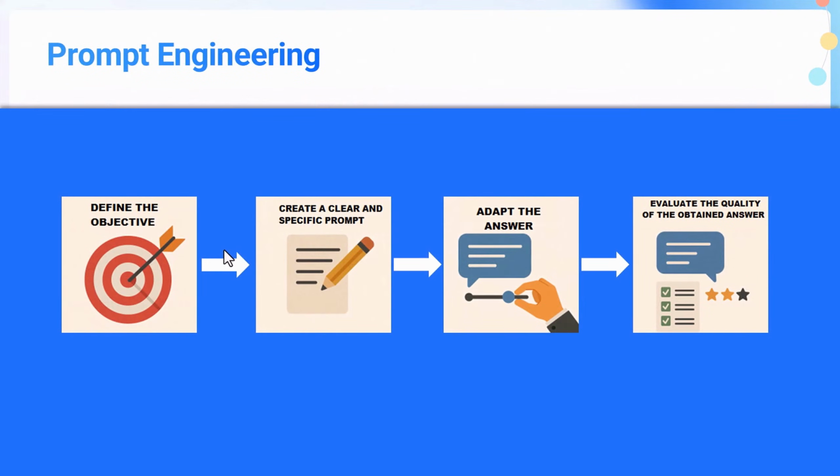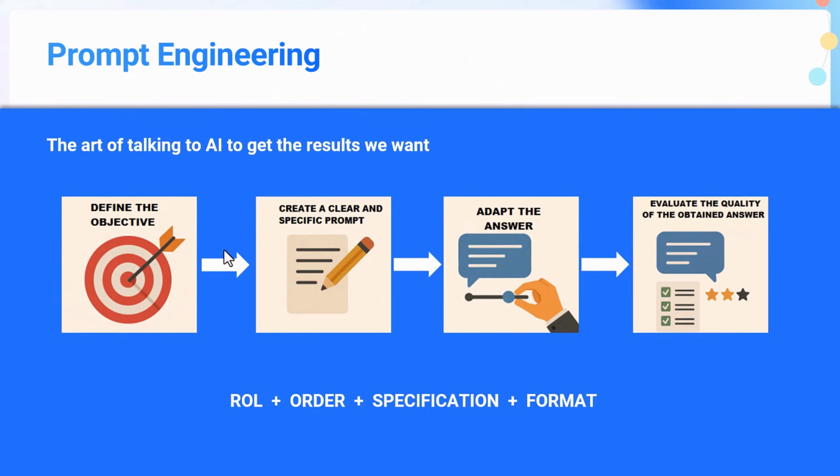Now, it's important to understand prompt engineering. Prompt engineering is the art of talking to AI. It's about crafting the right input so the AI delivers useful, accurate results. And here it is important to take care of these 4 points. The first one, define the objective. We need to be very clear about what we want to get, okay? Another thing is that we need to create a clear and specific prompt. We need to be very specific about what we want to get.